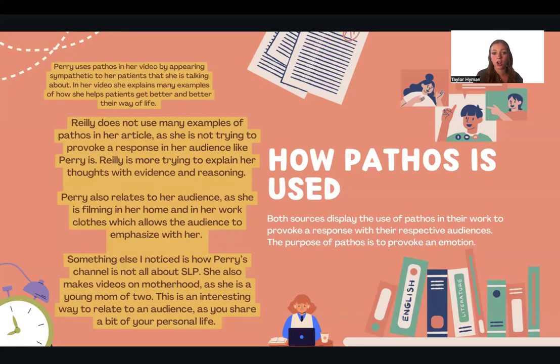Perry also relates to her audience as she is filming in her home in her work clothes, which allows the audience to empathize with her. This would be an example of imagery.